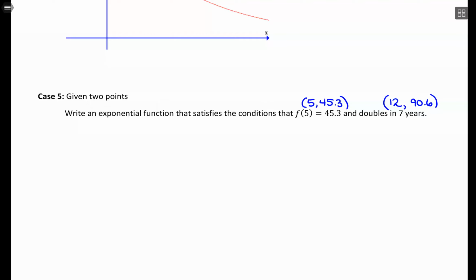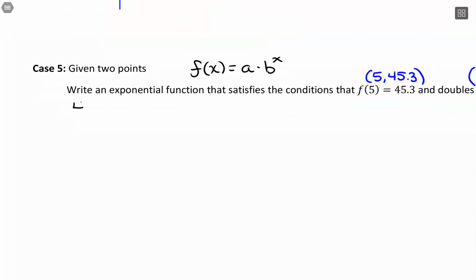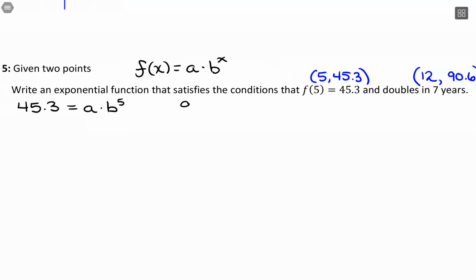So what I'm going to do is, if I think of my function setup, I'm just going to use f of x equals a times b to the x. What I'm going to do is plug in both of these points. So what that would look like is 45.3 equals a times b to the 5th power, and we have 90.6 equals a times b to the 12th power.